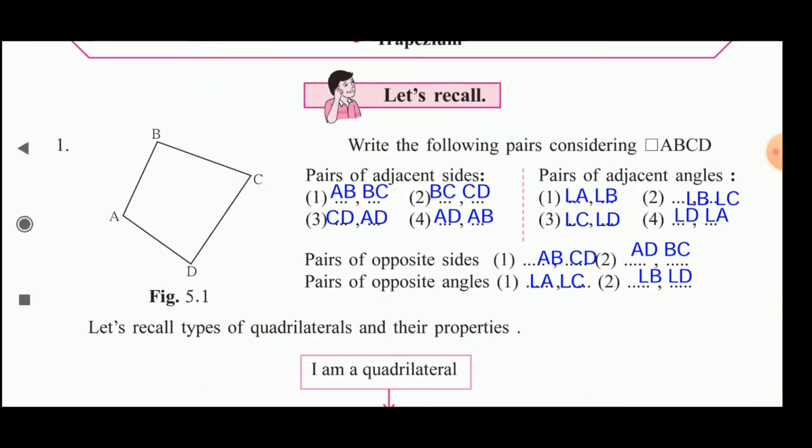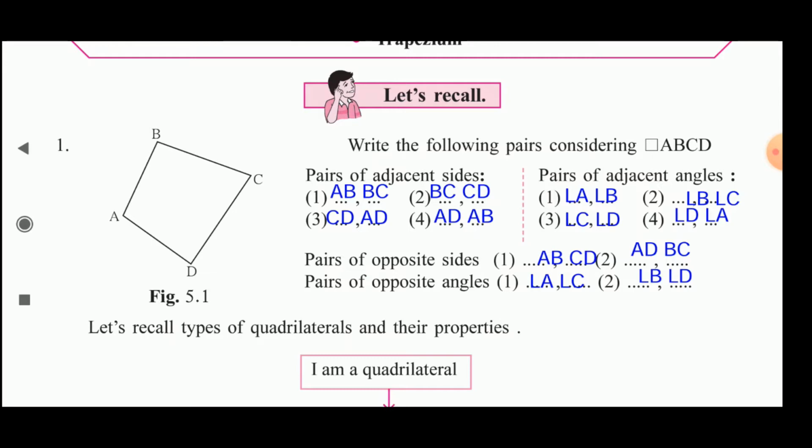Now the pairs of adjacent sides of this quadrilateral ABCD will be, there are 4 pairs of adjacent sides: AB, BC; BC, CD; CD, AD; and AD and AB. So these are the 4 pairs of adjacent sides.